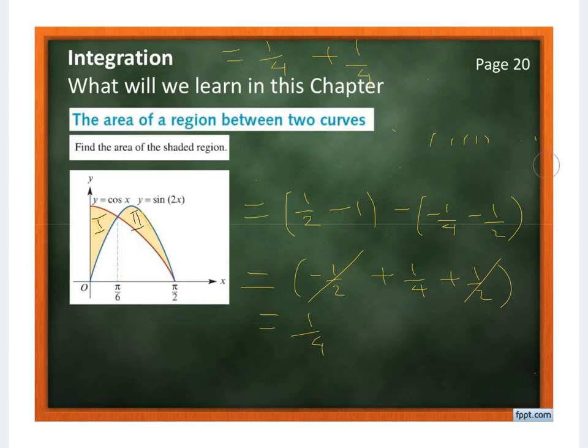So the first area is 1/4 and the second area is also 1/4. So the answer is 1/2 square unit.